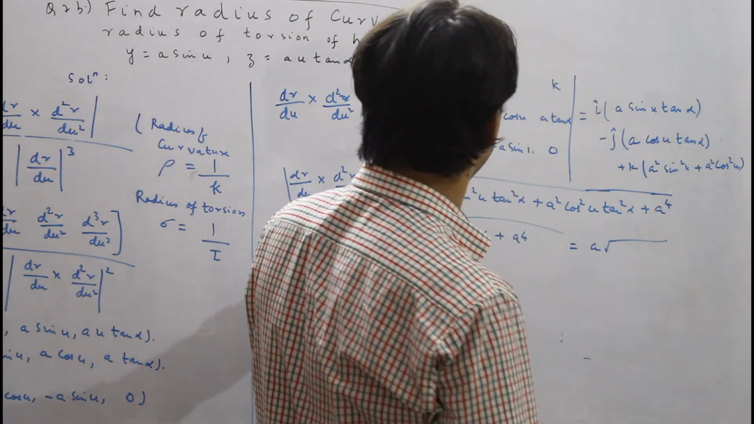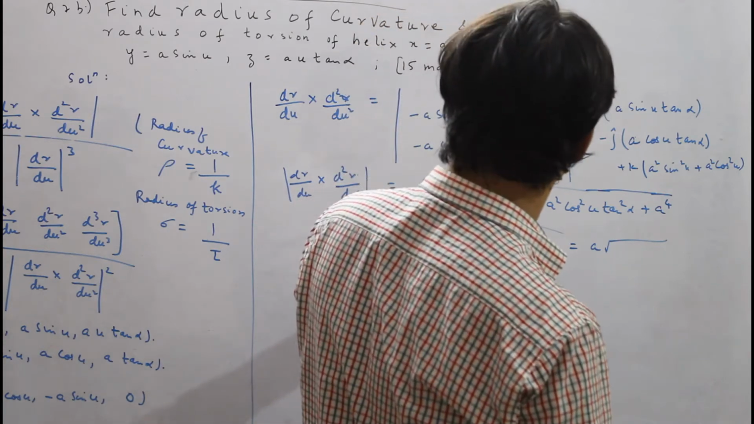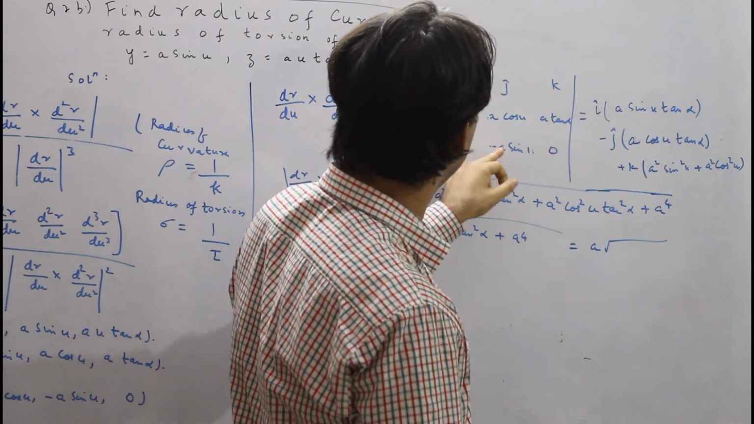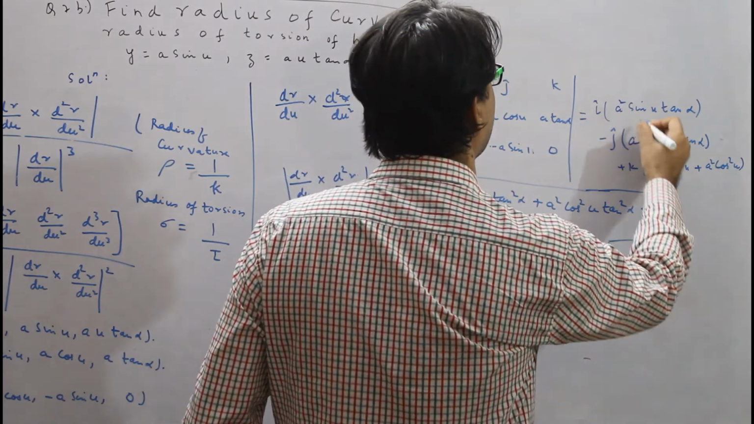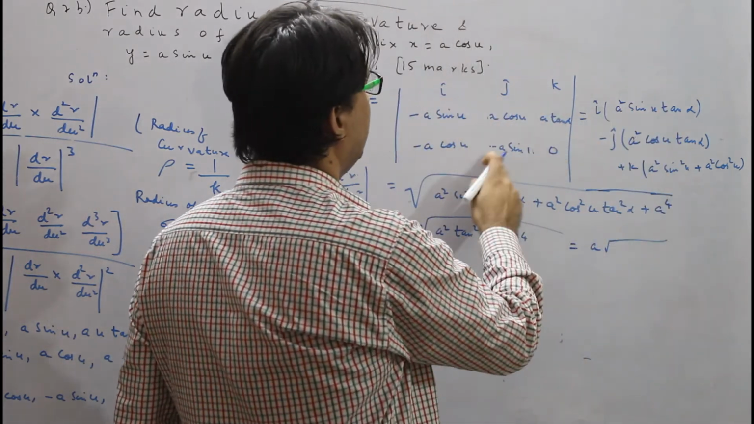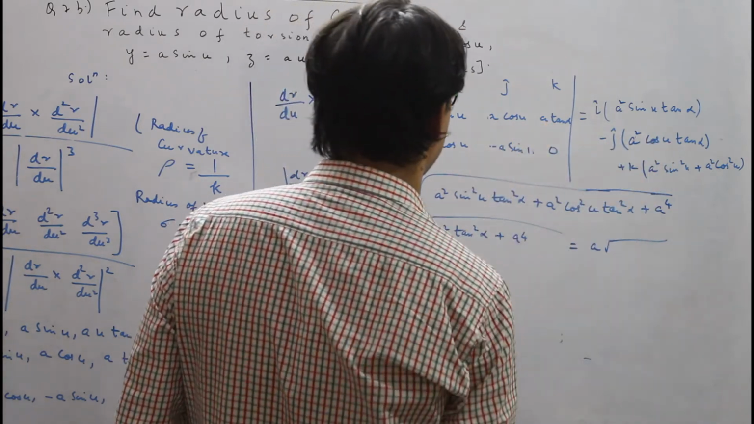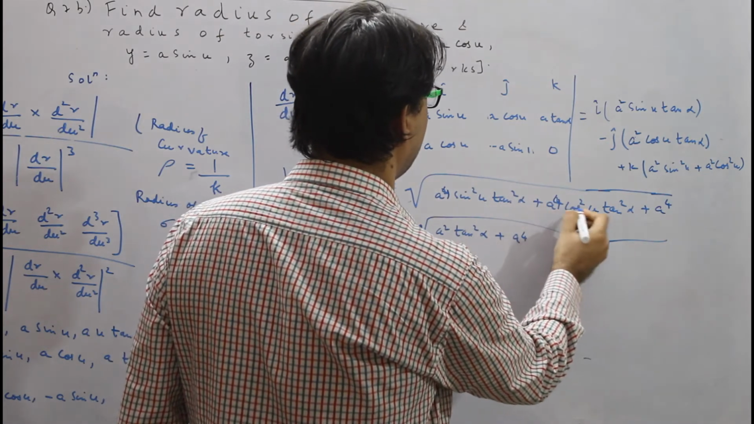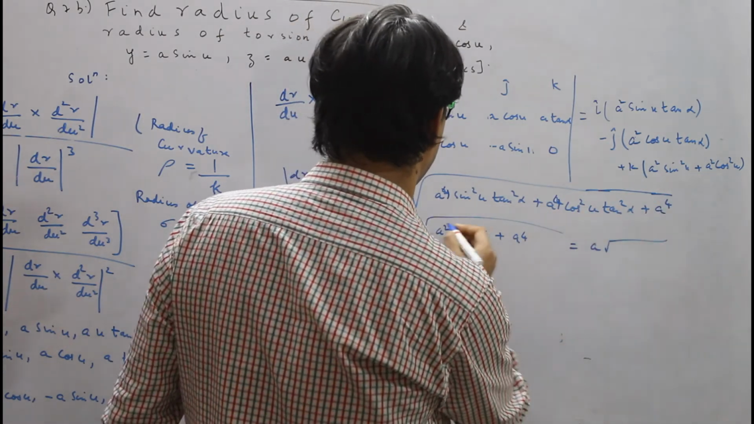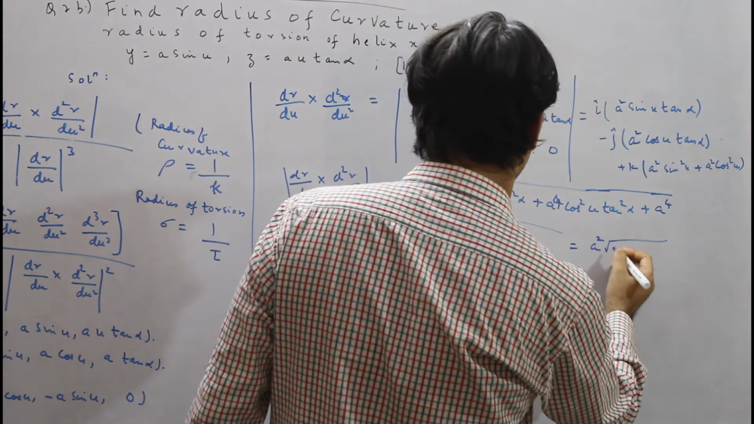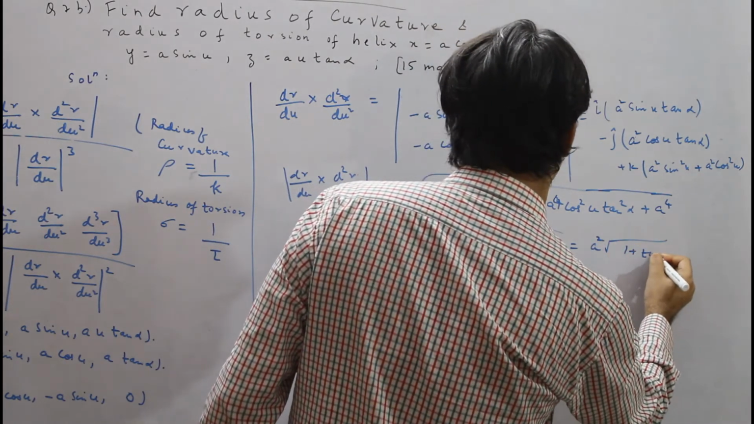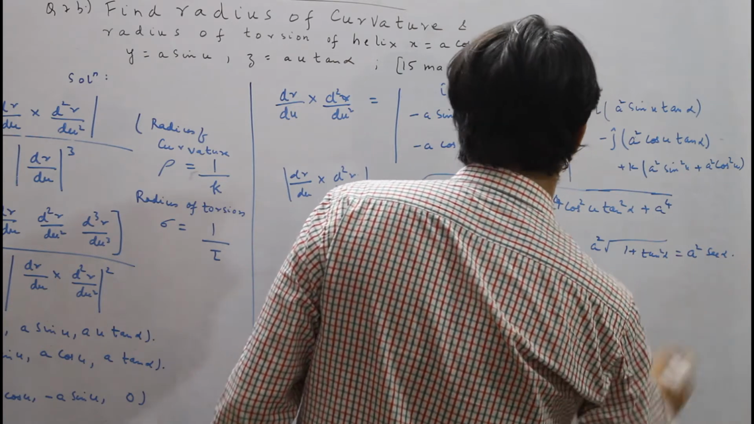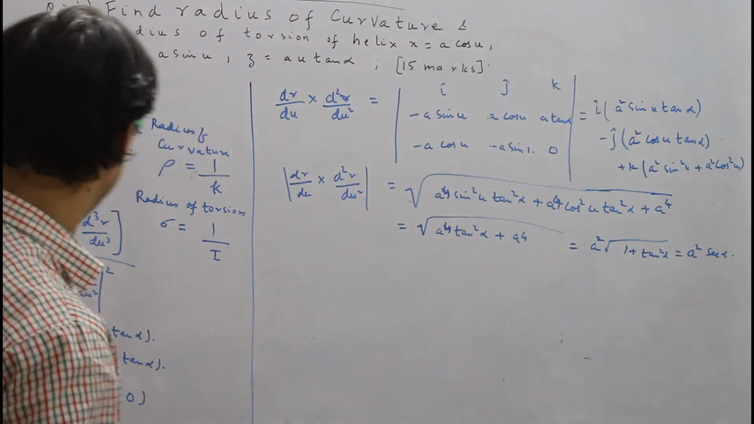Here there is a square, so I have missed the a square here and here, because a into a was missed, similarly for this one also. So all of this becomes a to the power 4, a to the power 4 and a to the power 4. So this becomes a square times 1 plus tan square alpha, so this is a square sec alpha.